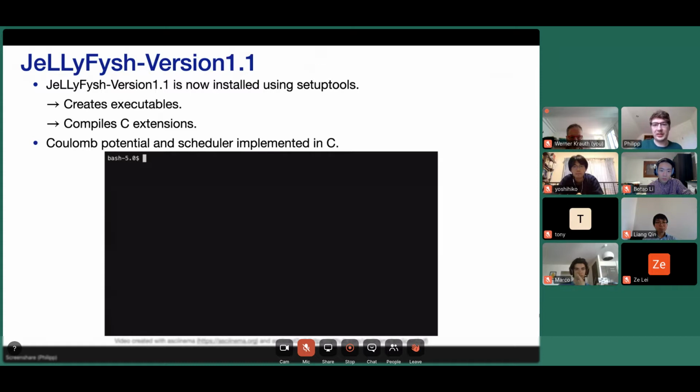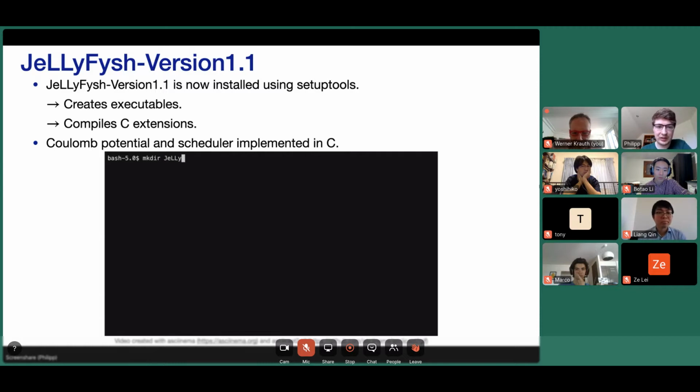So I mentioned the setup tools here. This is, I like to say, the standard way to install Python packages, by the way. If you know pip or conda, this is what is used under the hood. And I created another movie just to show you how it's done in this new version, which is not publicly available yet, but which will be at some point.